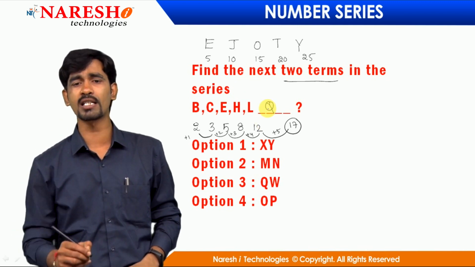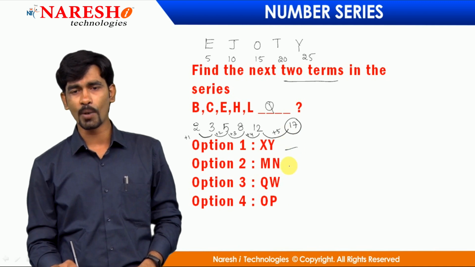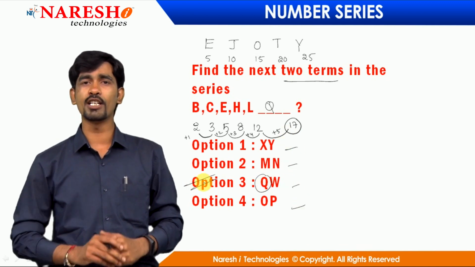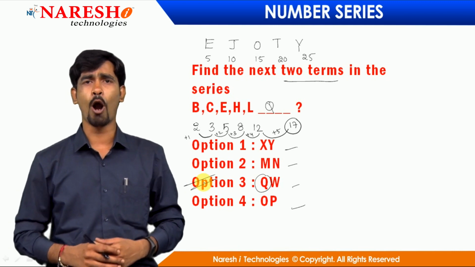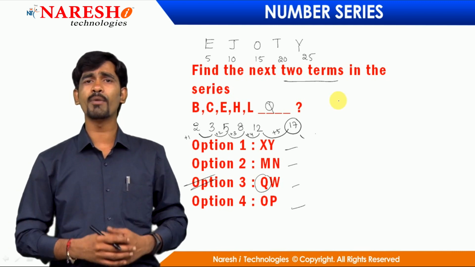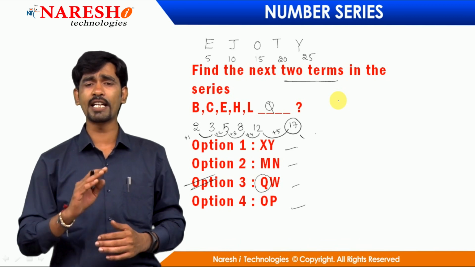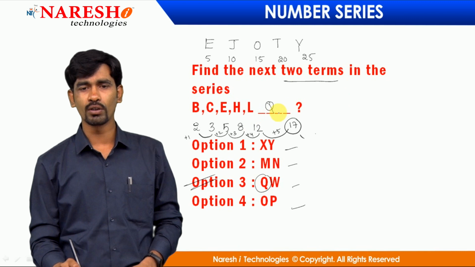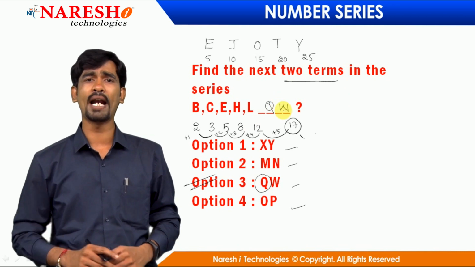That means the next term will start with Q. If you observe the option choices given here, the next term starts with Q in only one option, that is option 3. You can make your answer choice option 3 directly. If you want to calculate the next term, it is going to be 17 plus 6, that's 23. 23 is nothing but W. So the next two terms are going to be Q and W.